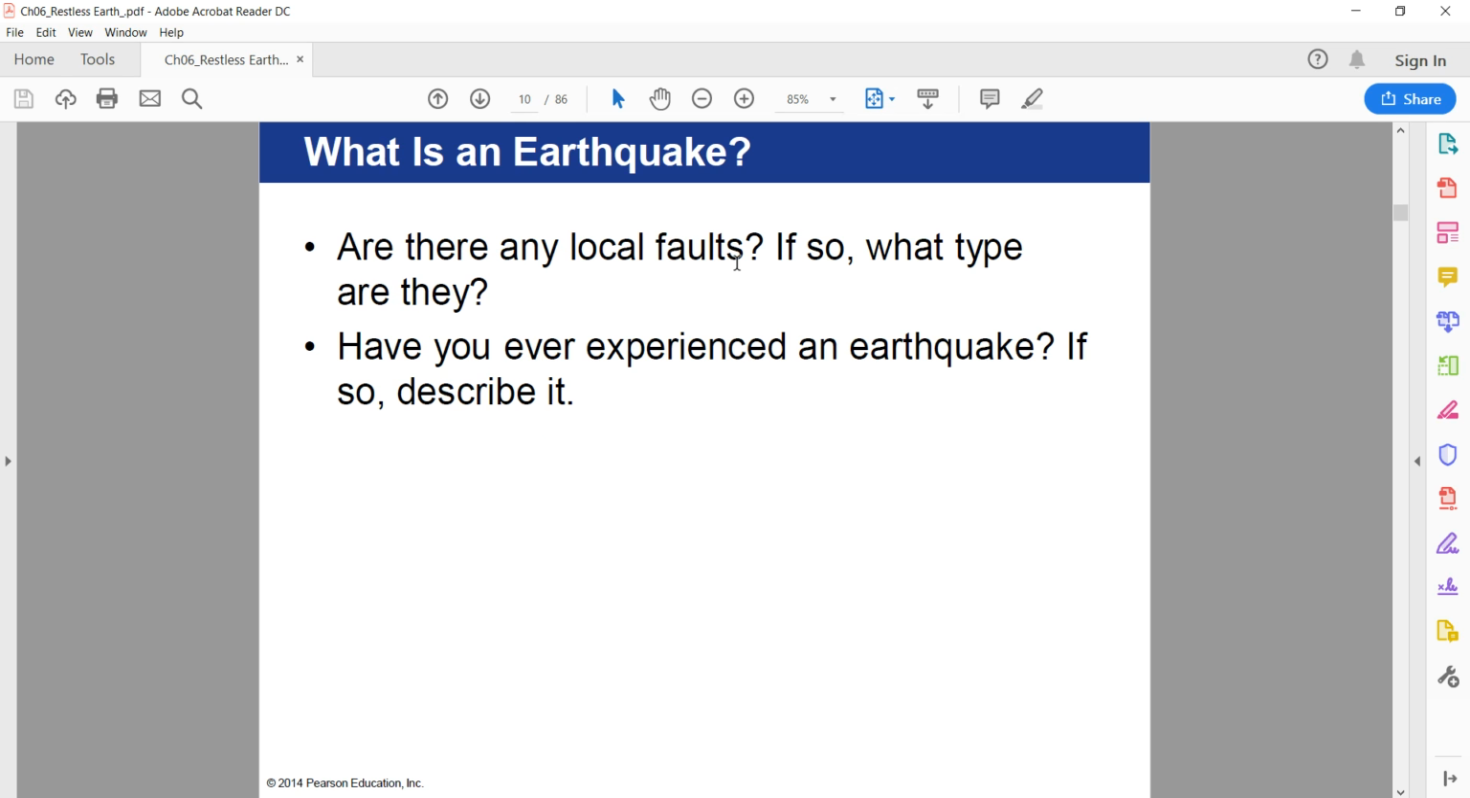Are there any local faults? Not where we live in Florida. We are in a very passive plate boundary region, so there is not any significant earthquake event here.